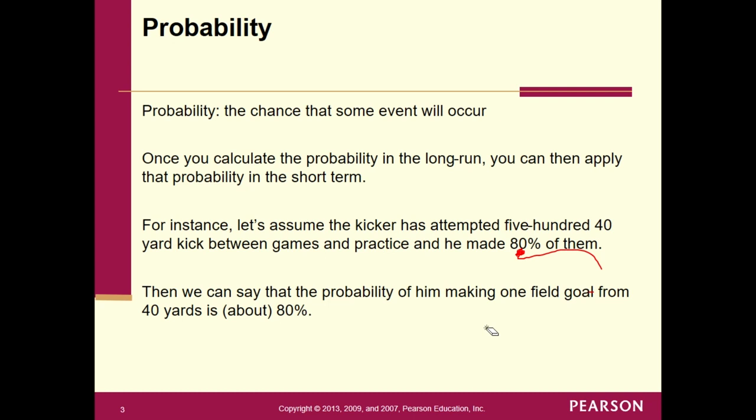But the larger the sample size, the closer the probability will be to what it actually should be, okay? So after 500 trials, if it turned out to be 80, well, then it's going to be about 80% of him making one of those field goals. So notice what we did. We took the long run chance of things happening and then said, okay, for one trial, for one field goal at 40 yards, it's about 80%. Okay?